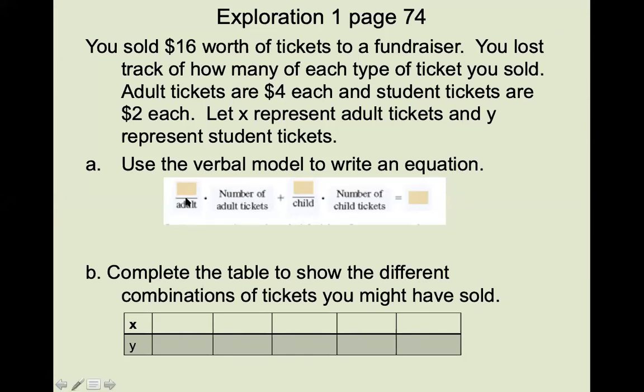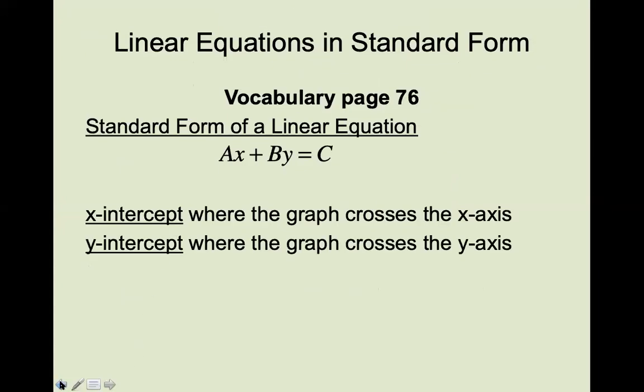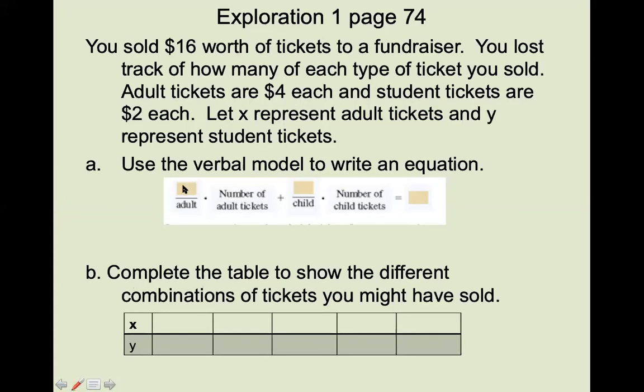So I'm going to fill this in here. We know that the adult tickets are $4 each. So we have, oops, let's go back. I need to grab a pen here. So we have 4 times each number of adult tickets we sold, and 2 times each of the children's tickets we sold, and we sold a total of $16 worth of tickets.